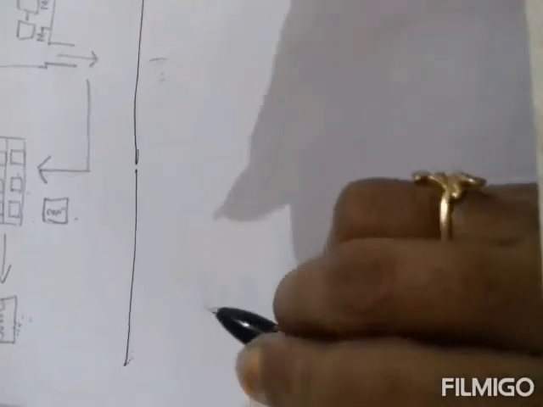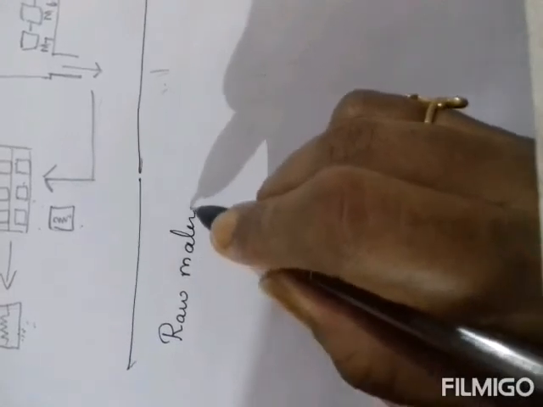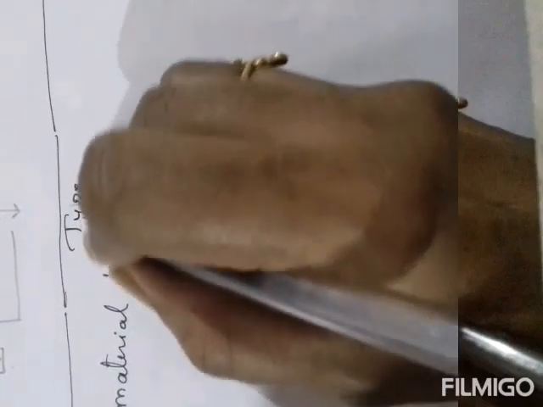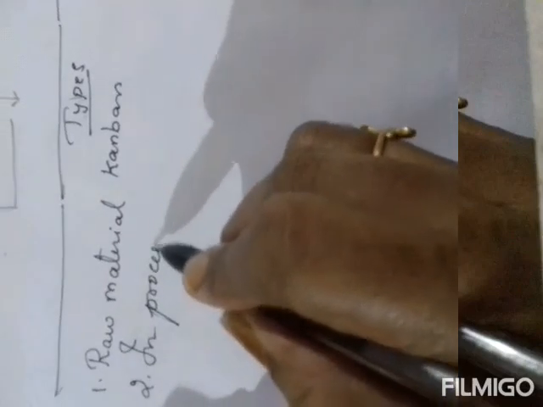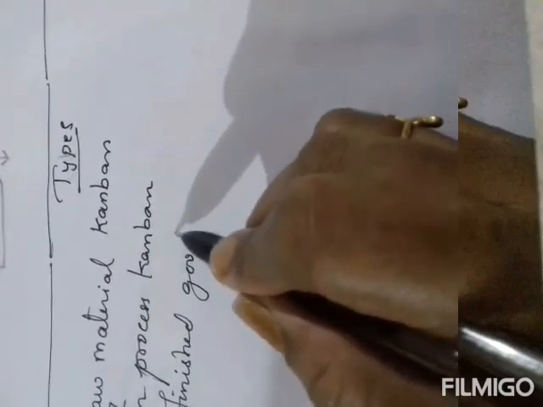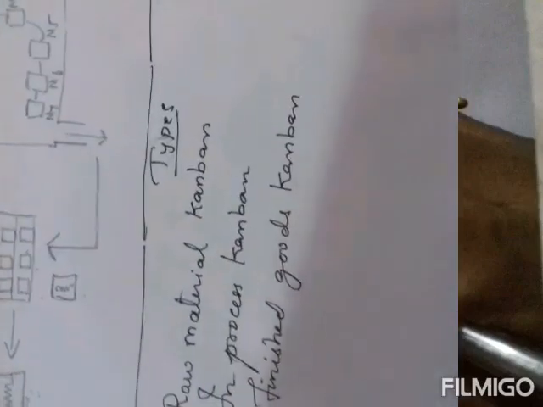There are various types of Kanban. Number one is raw material Kanban. So these are the types of Kanban. Raw material Kanban, number two is in process Kanban, and the third one is finished goods Kanban. General extra knowledge I'm giving you.